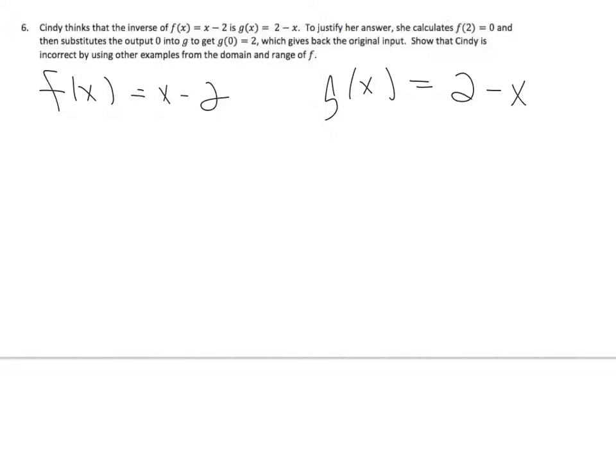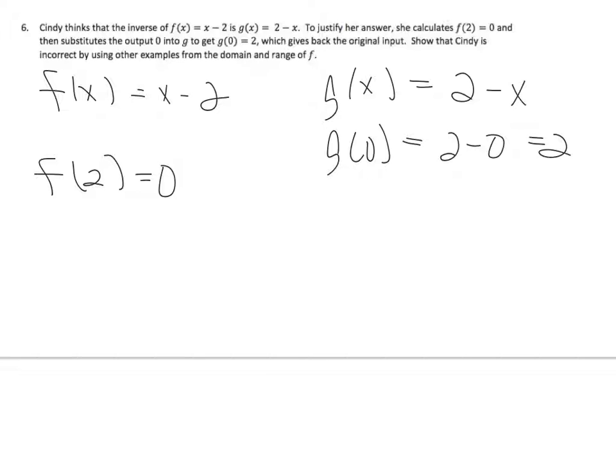To justify her answer, she calculates f of 2 equals 0, and then substitutes 0, which is the output, into g, so g of 0 equals 2 minus 0 equals 2 to get the original input. How does that work?